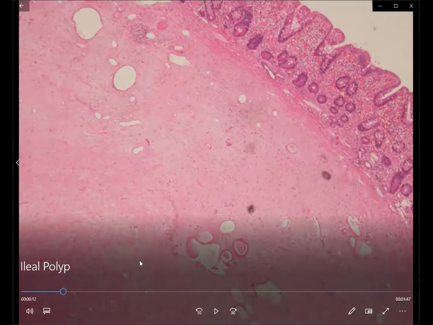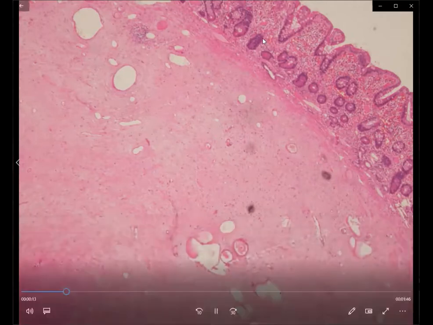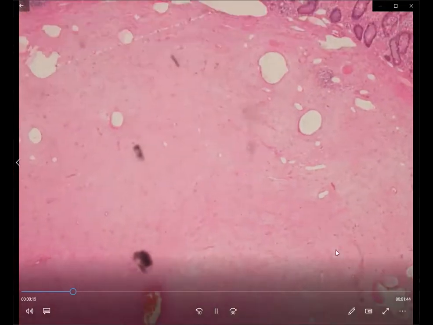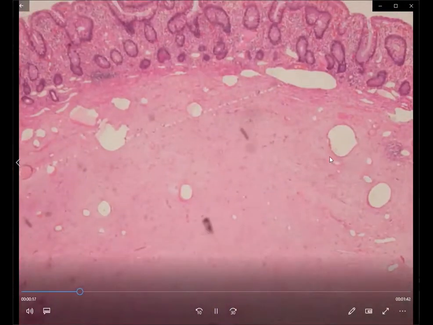Now, here what we are seeing is significant expansion of the submucosal region, and this significant expansion is being caused by mesenchymal tissue proliferation. And why I'm saying mesenchyme, because I could see some stromal cells in the proliferated area, which we are seeing here. So this is the entire submucosal region which is showing expansion.